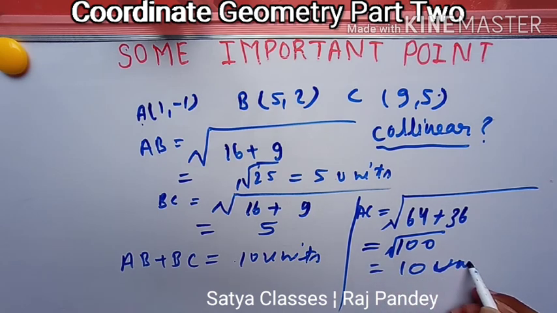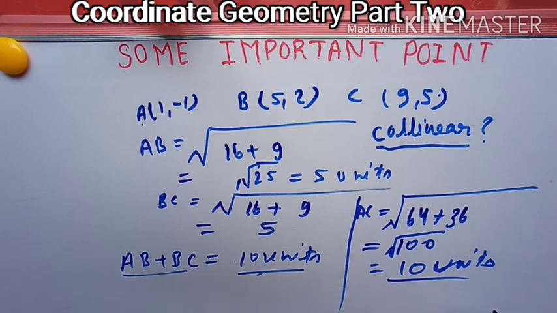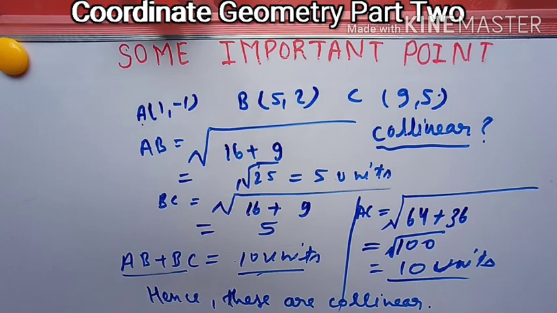10 units. Exactly, look, the sum is also 10, and when you find the actual distance, it is also equal to 10. So we conclude that hence these points are collinear. Understand? Okay, so now move to the section formula.